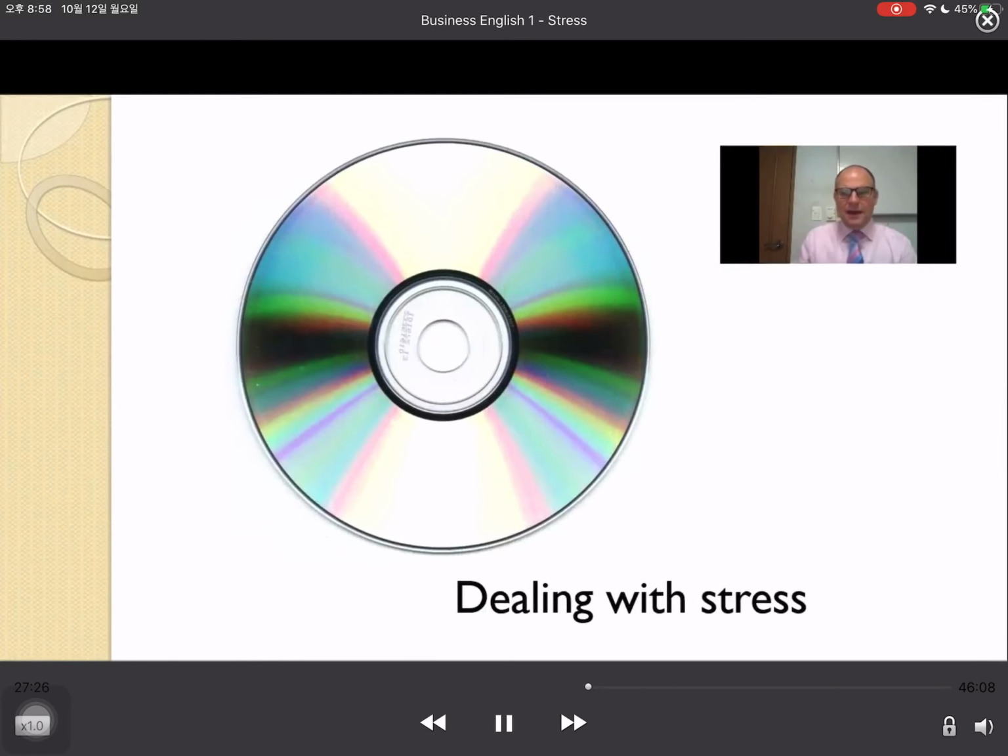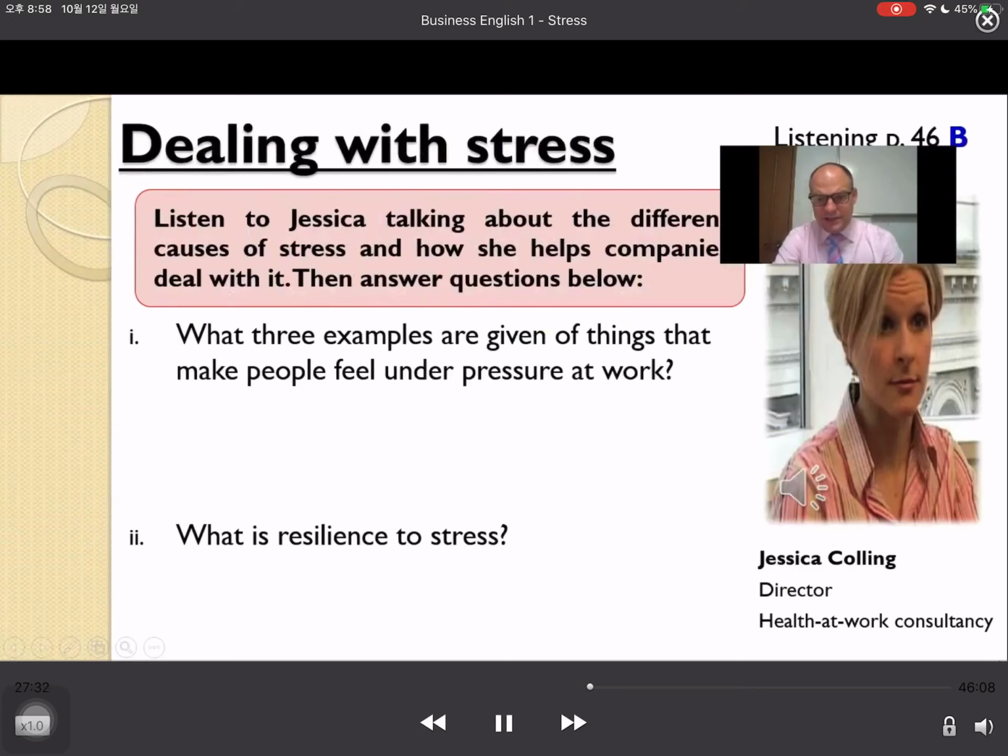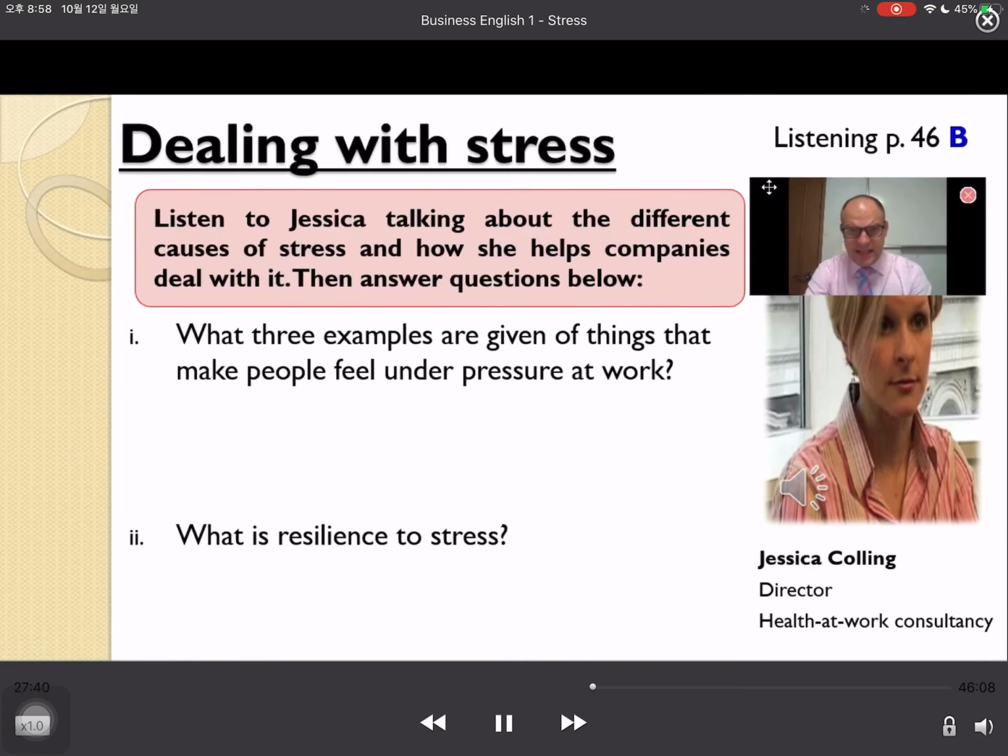And we've got a listening exercise, dealing with stress. There's Jessica Collin, Director of Health at Work Consultancy. It says here, talk about the different causes of stress. Listen to Jessica talk about the different causes of stress and how she helps companies deal with them. Then see if you can answer the questions. So, first question, what 3 examples are given of things that make people feel under pressure at work? What is resilience to stress? Okay, listen to Jessica talk.